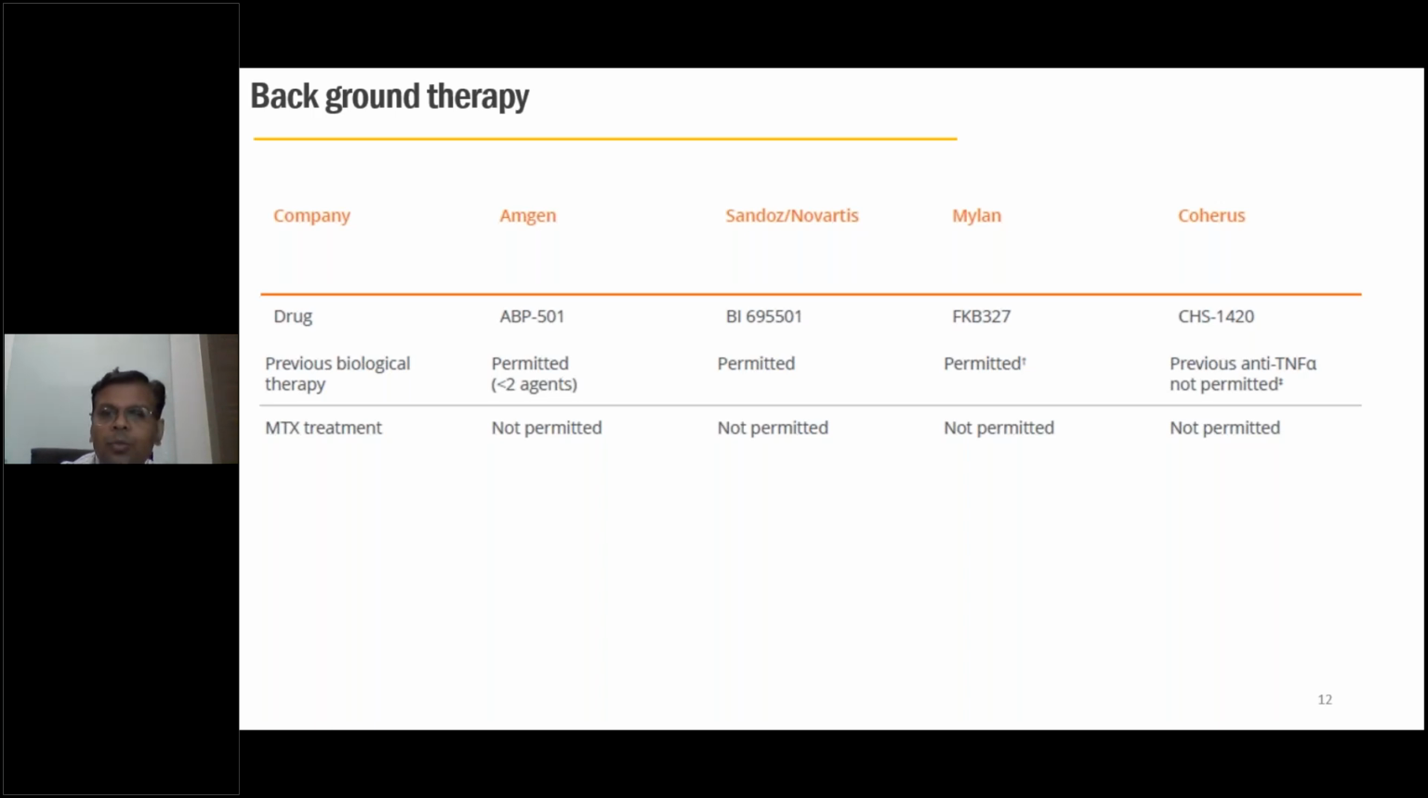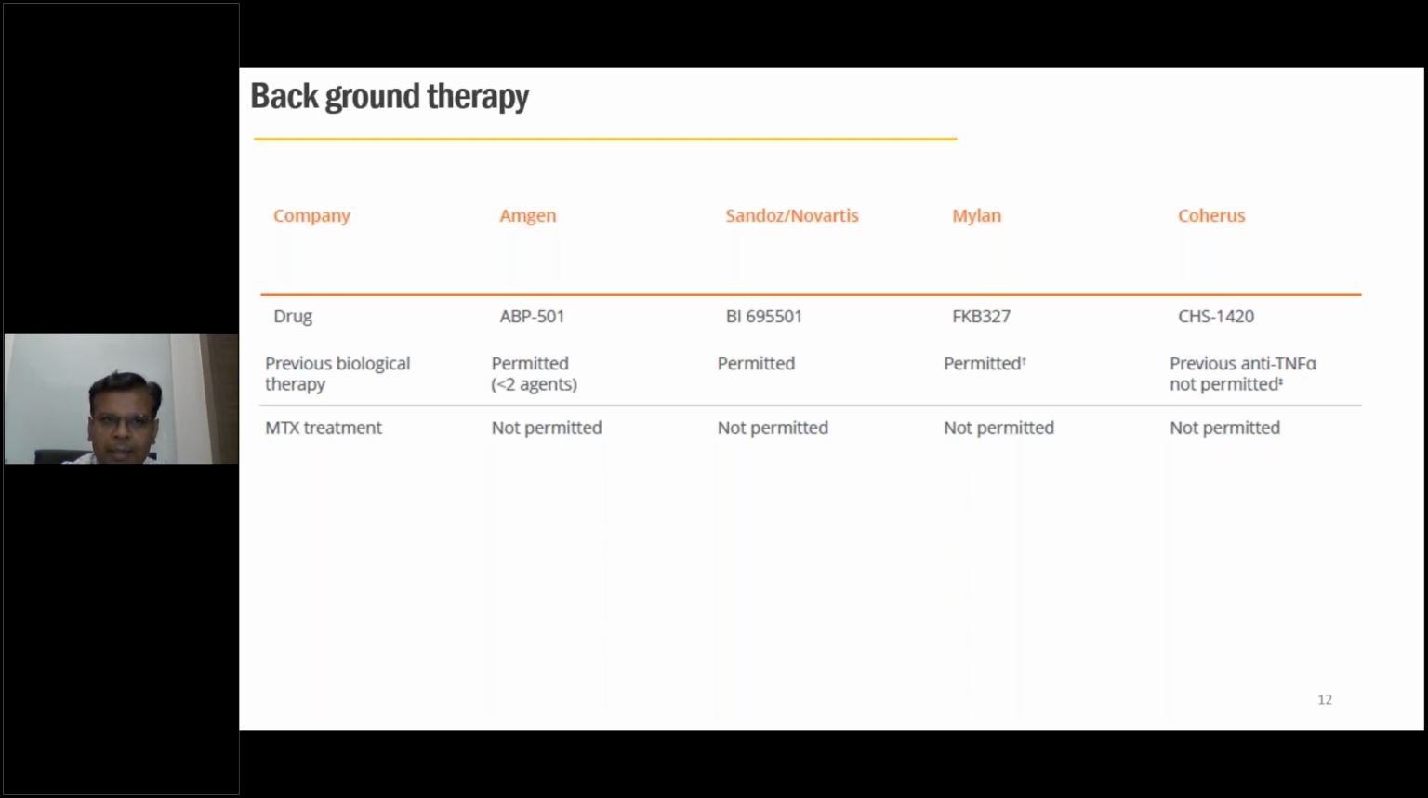Now, when we come to this slide on background therapy, what I mean to say is these are with adalimumab. I'm not sure if you know adalimumab. It's used for rheumatoid arthritis and psoriasis and so many other indications.